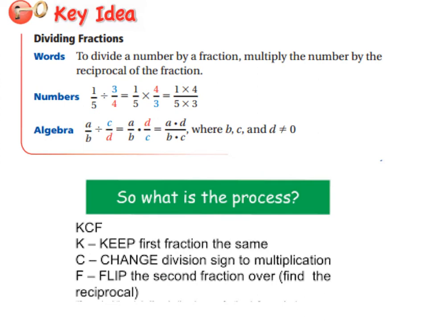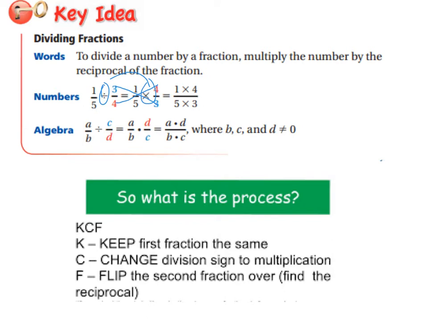Key idea: dividing fractions. In words, to divide a number by a fraction, multiply the number by the reciprocal of the fraction. In numbers, that would look like this: 1/5 divided by 3/4 equals 1/5 times, so we're changing the division to a multiplication, the reciprocal of the second number, 3/4, which is 4/3. That leaves us with 1/5 times 4/3. 1 times 4 is the numerator, 5 times 3 is the denominator.